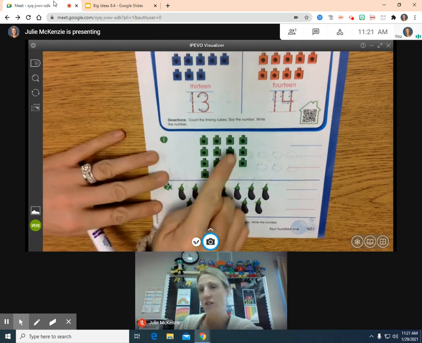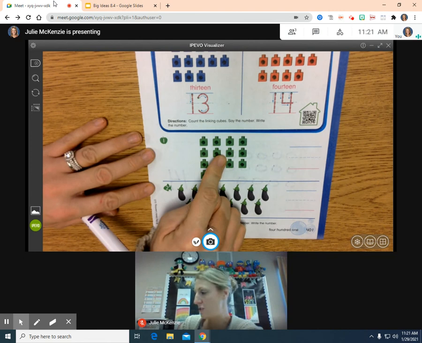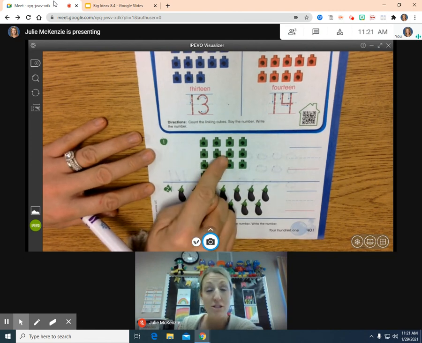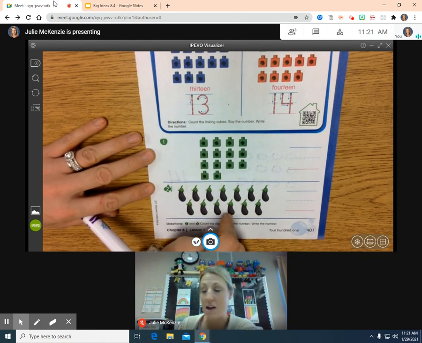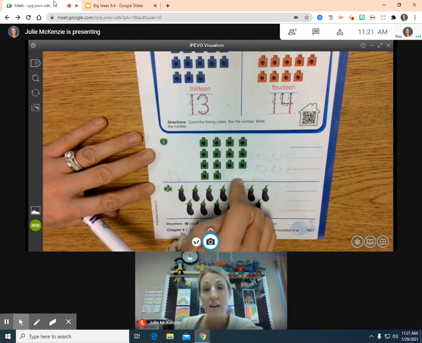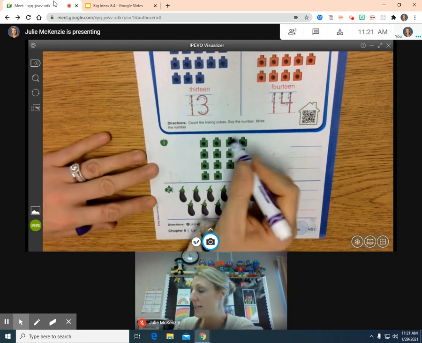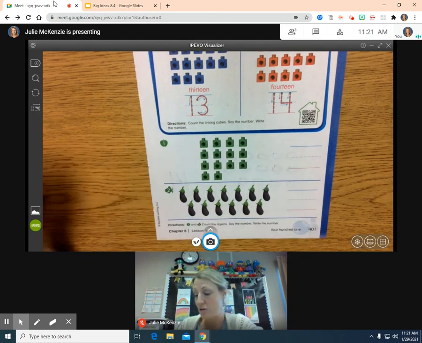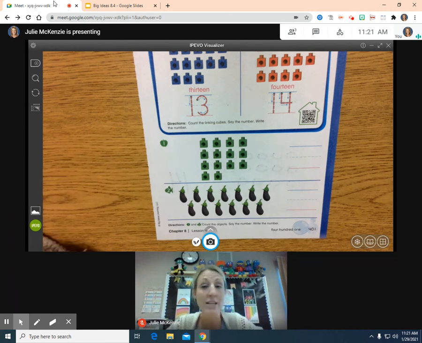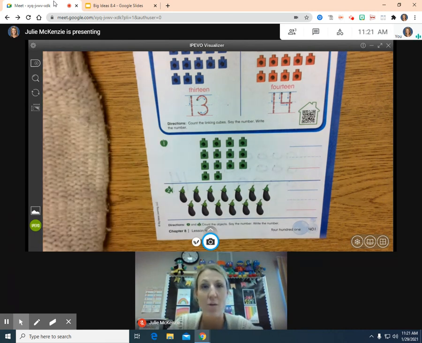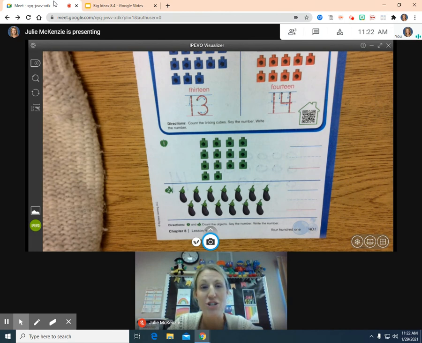So turn back to where these green cubes are on page 401, and I want you to finish this by yourself right now. Count them carefully. If it helps you to count them and cross off at the same time, you can do it that way. If you can just point and count, that's fine. You can do it that way. And then when you're finished, I'd like you to show me your work.